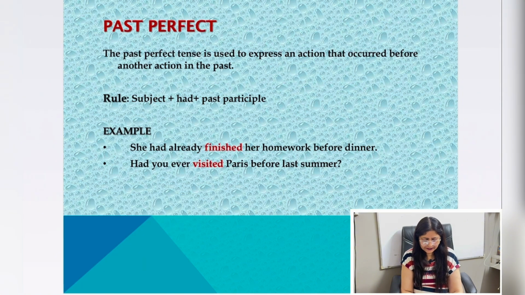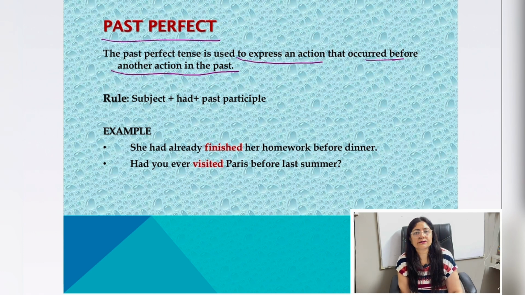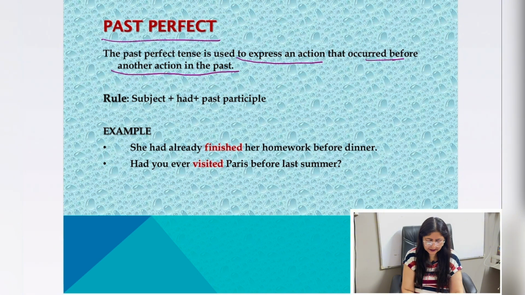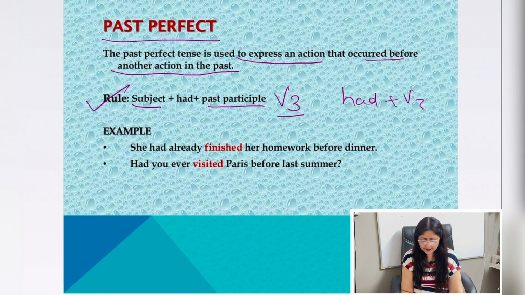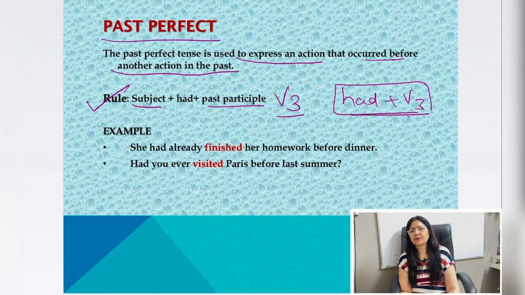Coming to past perfect, it is used to express an action that occurred before another action in the past. Let's first have the rule of it. You will be using subject, had and past participle, that is your V3. So there is no tension of singular subject or plural subject. Simply you have to apply had, whatever the subject is, and V3, the past participle, will be associated with it.